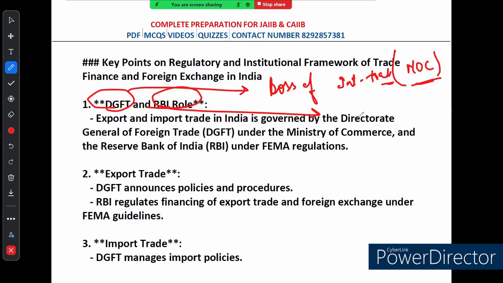It manages everything related to foreign exchange, the forex, right? Like how we pay for imports, how we earn from exports, under the FEMA regulation, right?